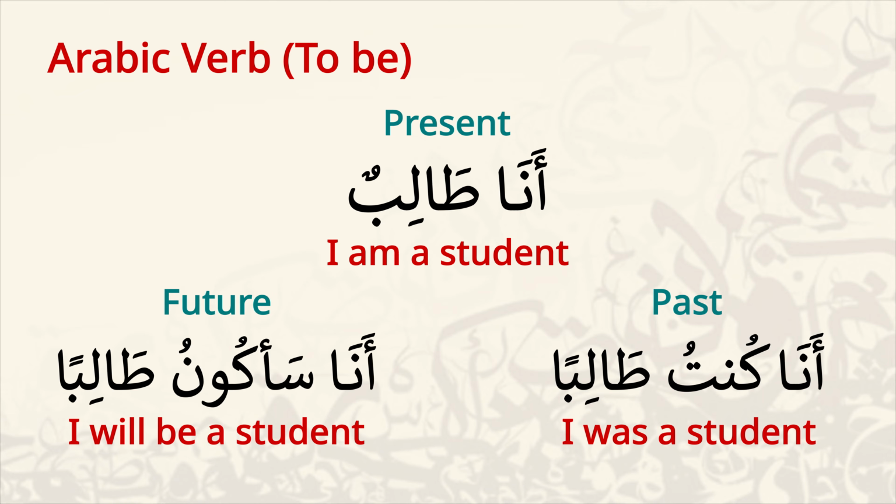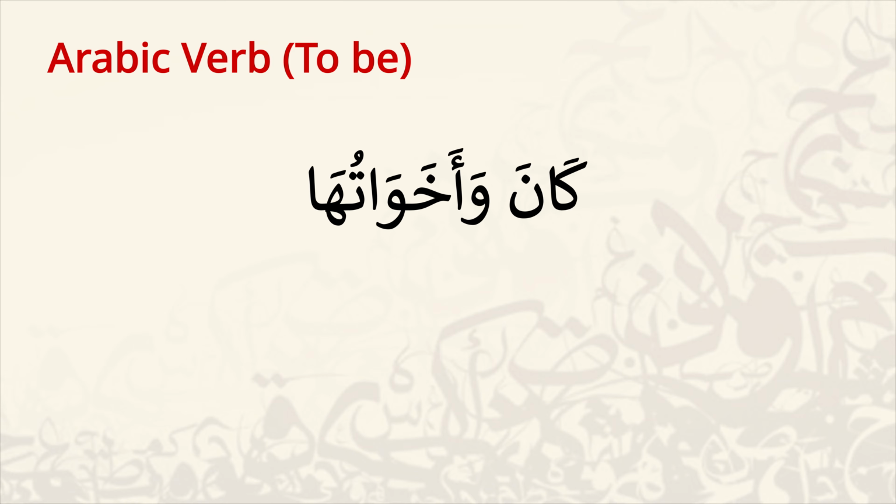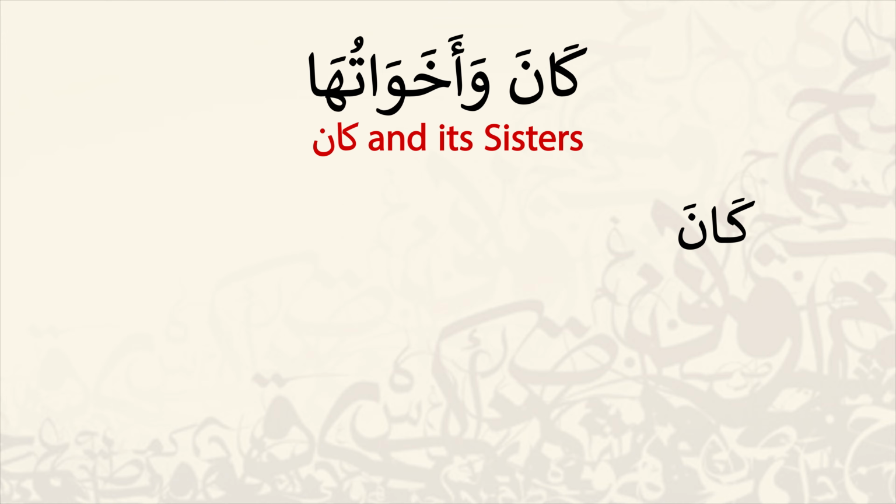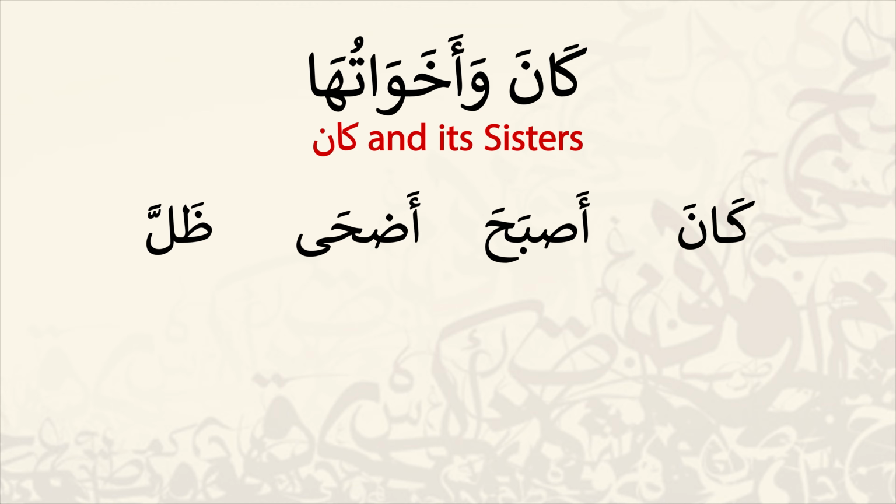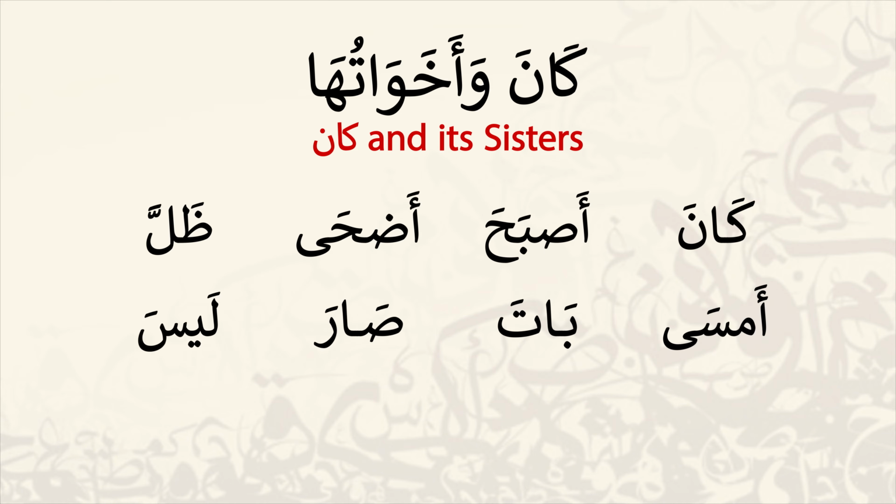Verb to be in Arabic, كان, is one of a group of verbs that have a special case. They are called كان وأخواتها, literally means كان and its sisters. And they are 13 in number. كان, أصبح, أضحى, ظل, أمسى, بات, صار, ليس, ما زال, ما دام. Let's try to identify this family of verbs and learn their meanings.